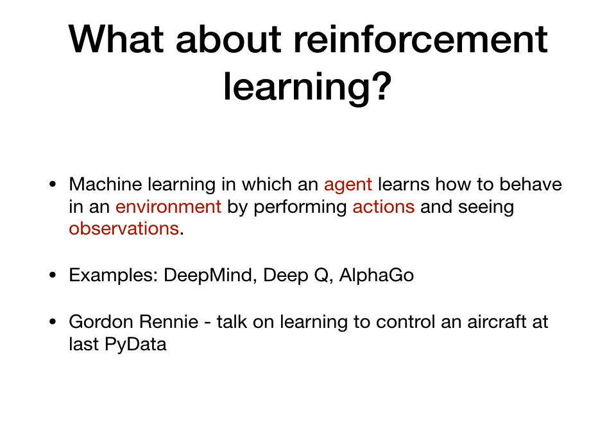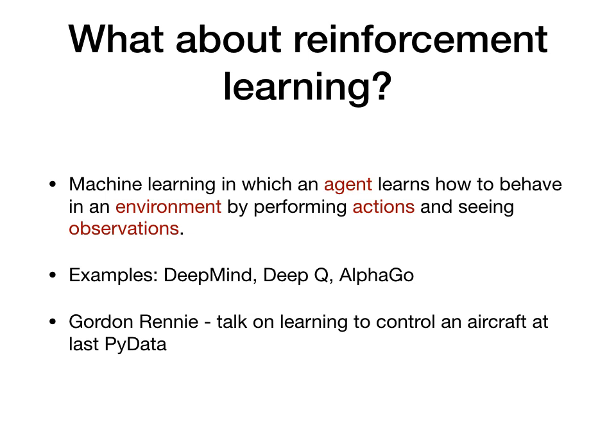So there was a talk when I gave this last time, there was a gentleman, Gordon Rennie. He did a talk on learning to control an aircraft with what's called reinforcement learning. So reinforcement learning is a type of machine learning in which you have an agent that learns how to behave in an environment by performing actions on observations.